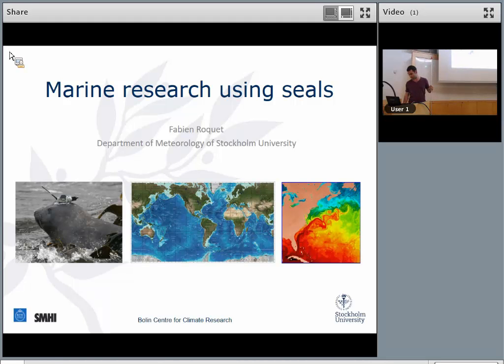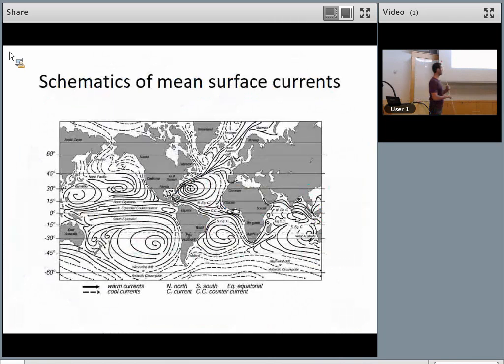We go through some basics about what we call physical oceanography, the science of the ocean. Here you have a schematic map of the mean currents in the surface ocean. As you can see, there are some large-scale systems, what we call gyres. And here again, you can see the Gulf Stream, but you have similar currents in other places of the world ocean.